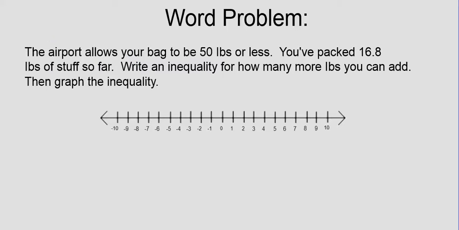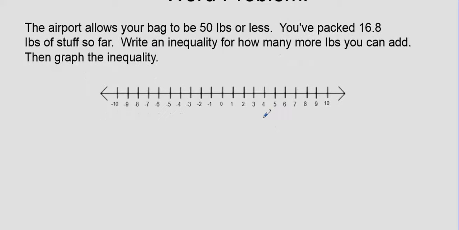Here's a word problem that kind of goes along with this. Let's say you are traveling and you need to pack a bag and check it. Max amount of pounds is 50 pounds. You can have less than that, but you can't have more than that. So far you've packed 16.8 pounds. Write an inequality for how many more pounds you can add, and then graph the inequality.